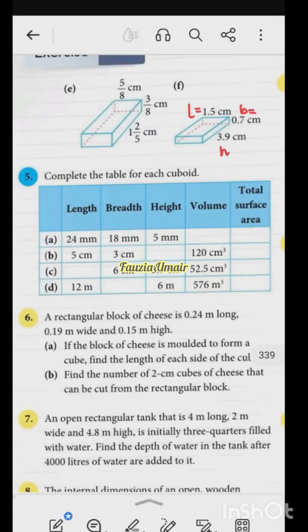Question number 5 and question number 6. We will solve these questions together, right? So we will start with question number 5. We need to complete the table. So we'll solve all these 4 parts one by one.